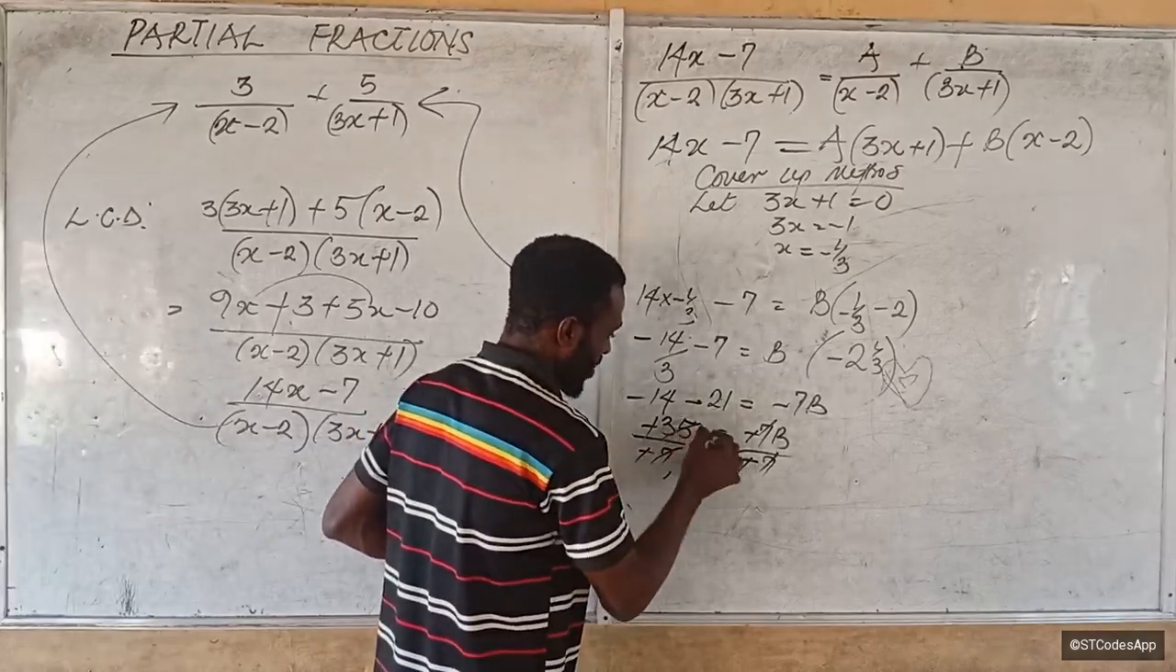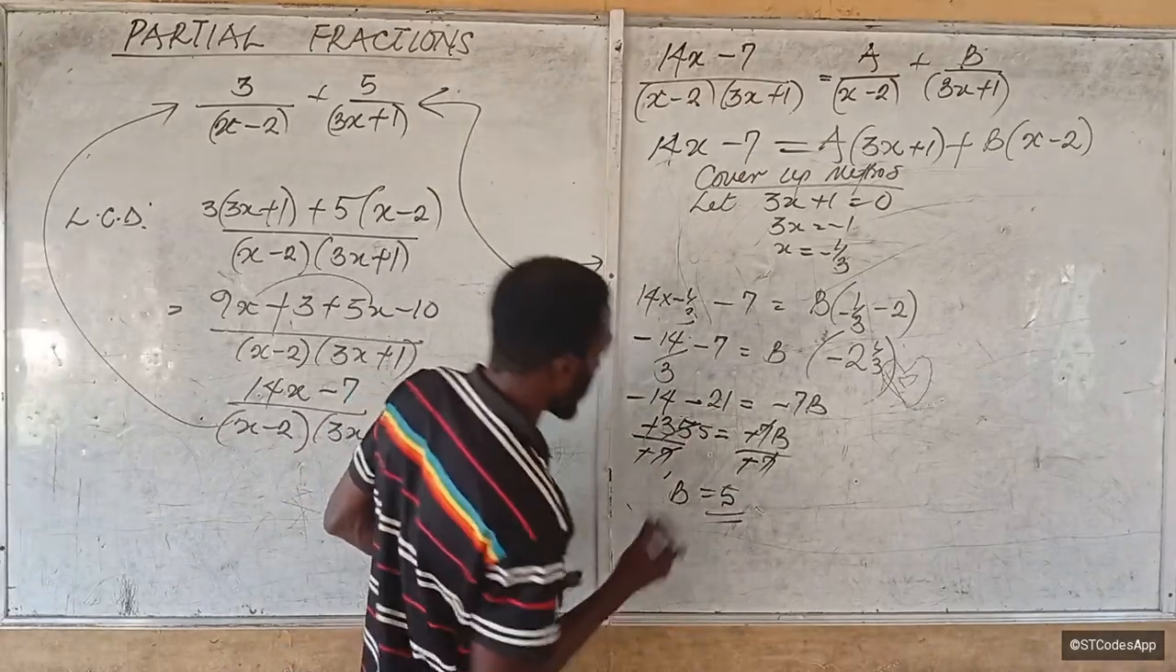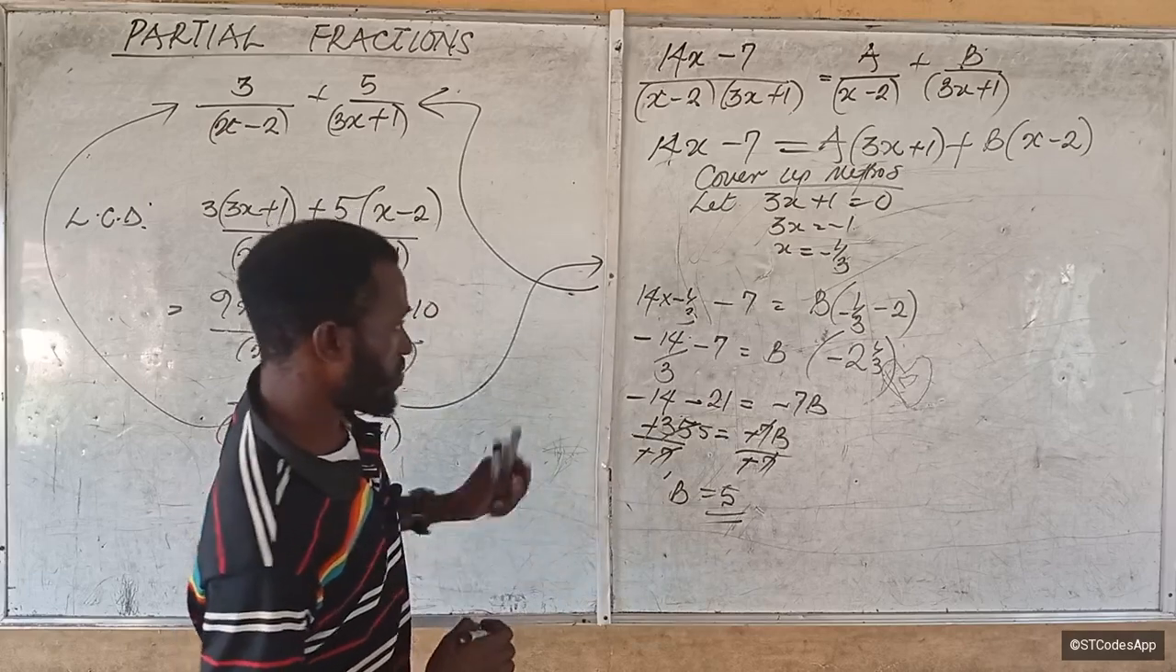So here 1, here 5, then B becomes what? 5. But I hope you are following me. B is going to be what? 5. Make sure you don't make a mistake like I did here. So B is going to be 5.